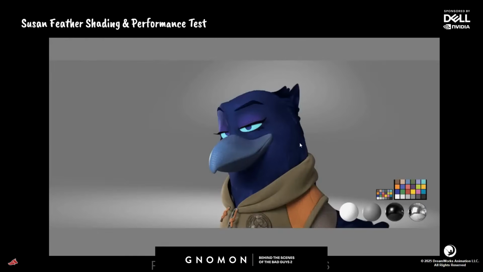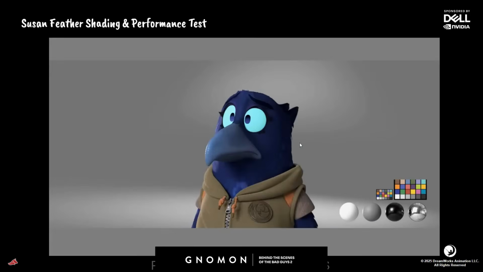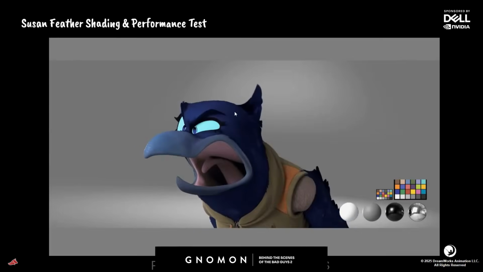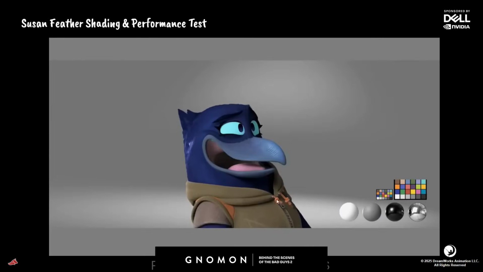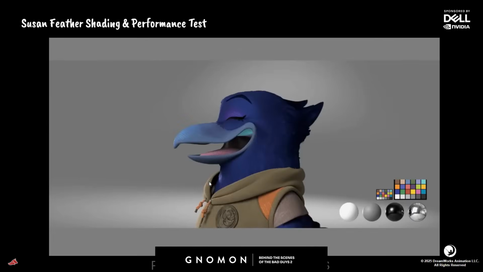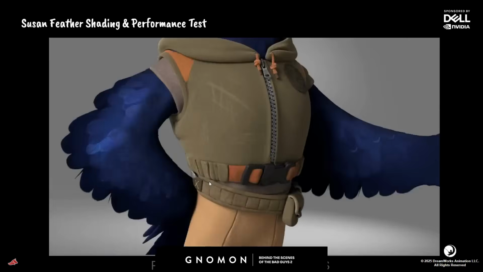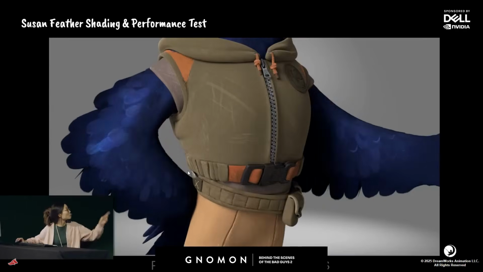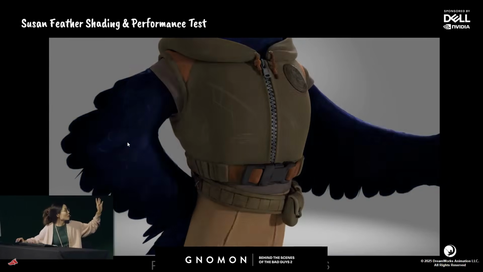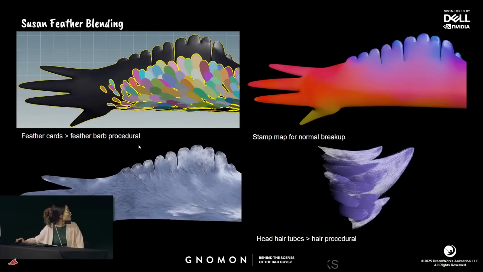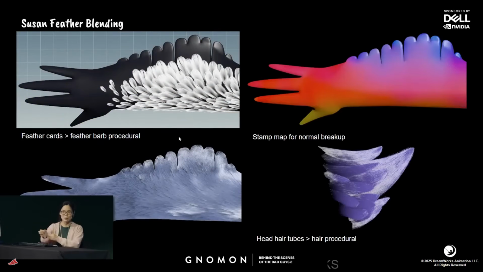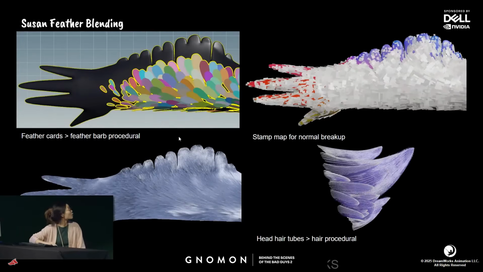This is done by my supervisor, Andy Harbeck. This is only one of the many performance tests. Right here you can see there are almost no feathers around the face. We actually use fur to do it, to keep it painterly. But onto the wings, when the light spins, you see this glistening effect of the feathers. So this is the challenging part. I'll try to explain this right.